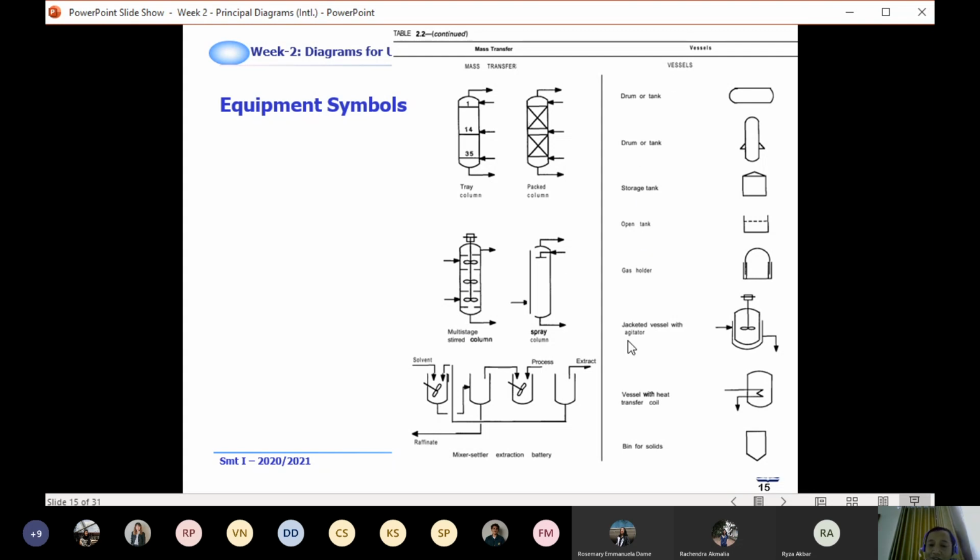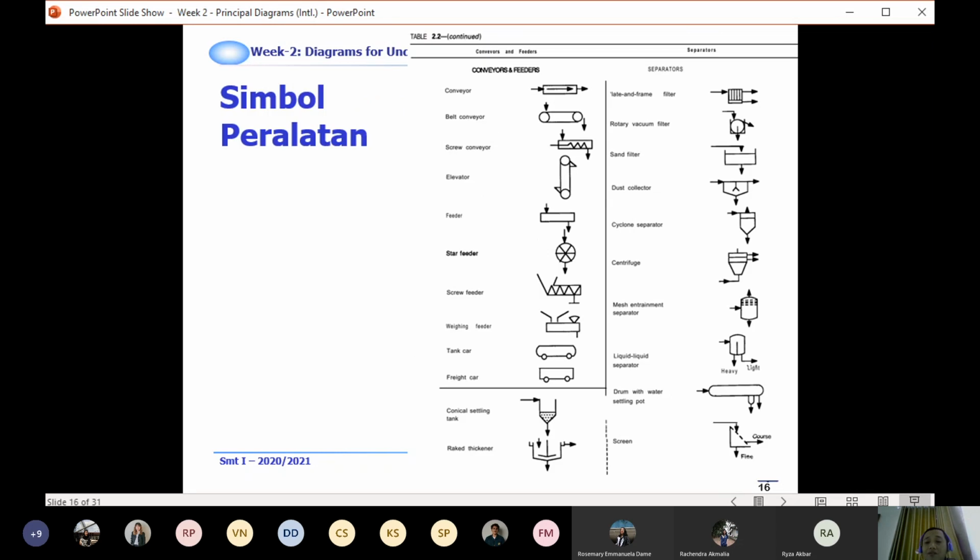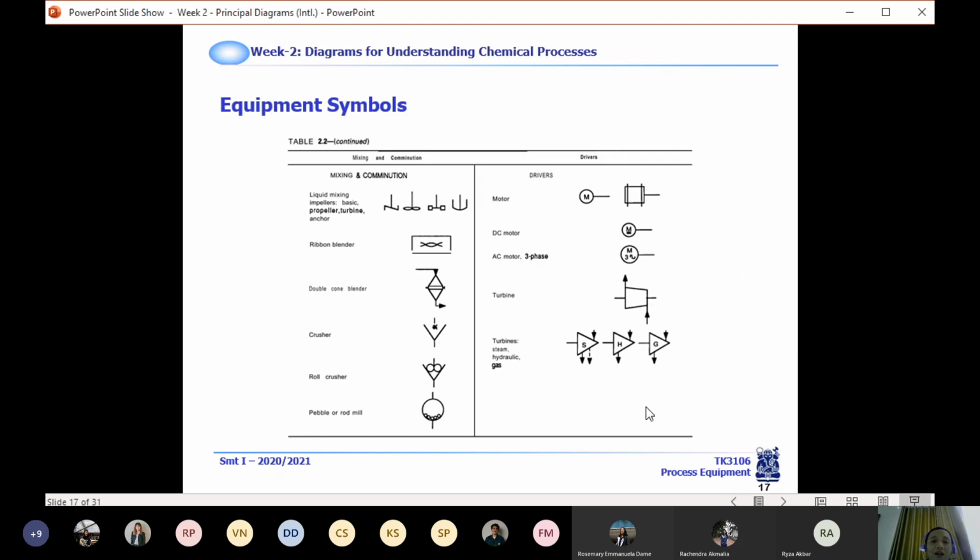And then for the vessel, you can see on the right side, there are many types of tank. Just use the one that you will use for your process. This is for the conveyor. There are also many types of conveyor. Follow the one that matches your equipment. This one is for the separator, and this one is for the mixing.